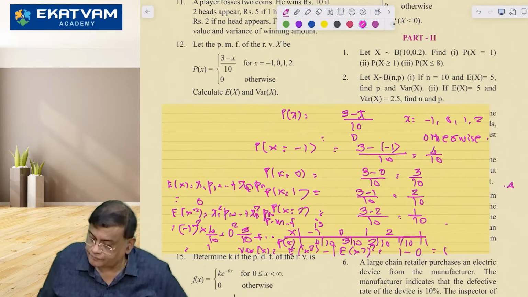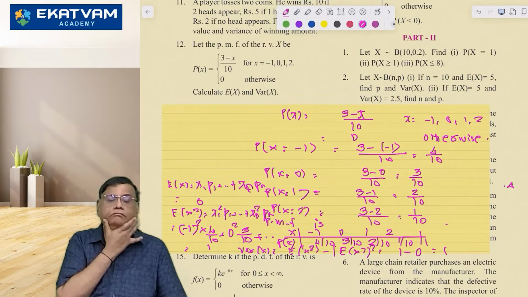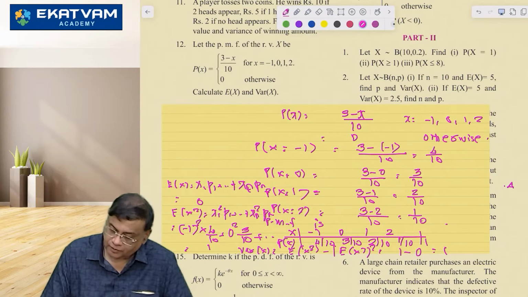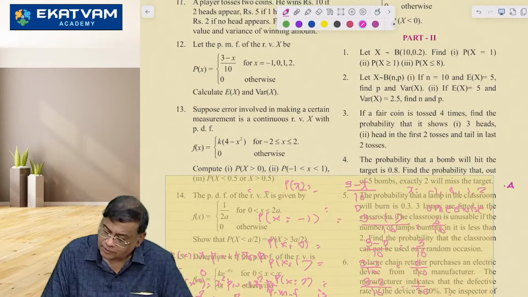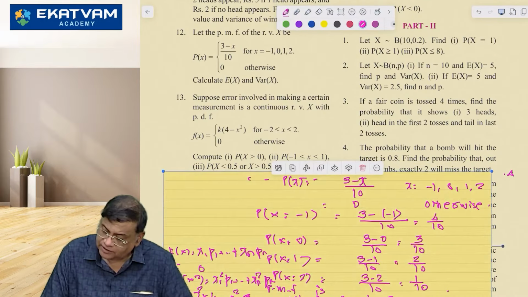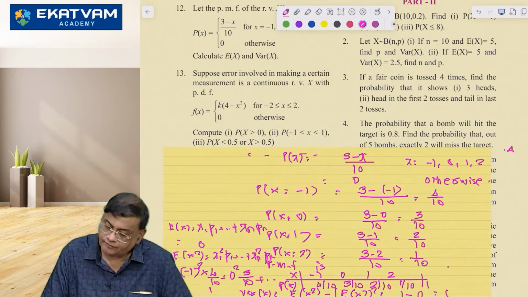Understood? Is that clear? Is the procedure clear? They can change the formula, but they cannot change the technique.